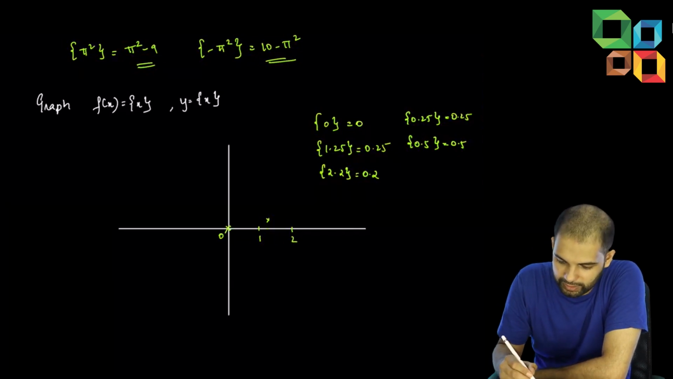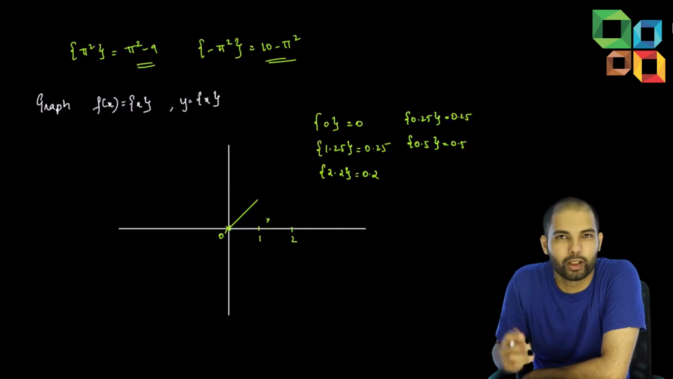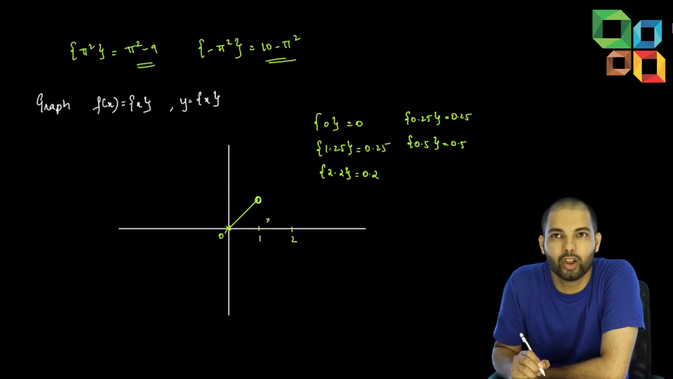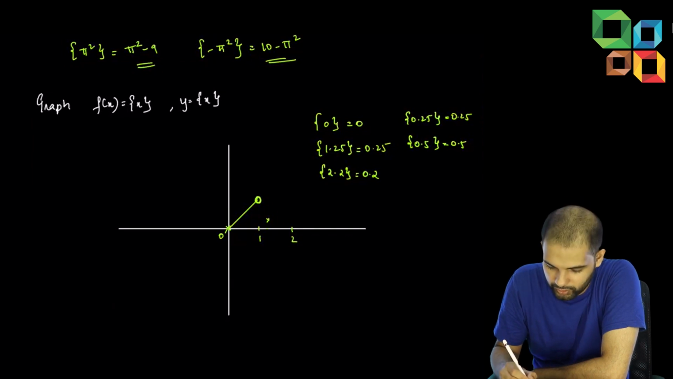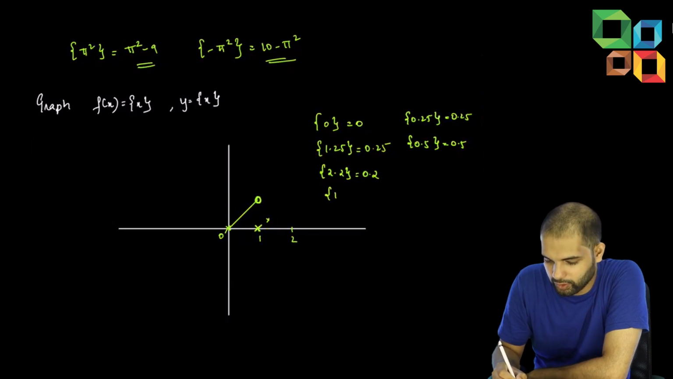So X and Y are the same, it is something like this, correct? Y equals X. So the slope is 45 degrees. But at 1, it is not 1. At 1, what is the value? 0. Okay, so this point should be in my graph, because we know that the fractional part of 1 is 0.